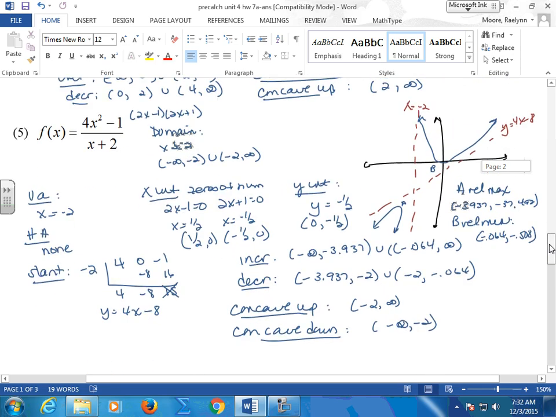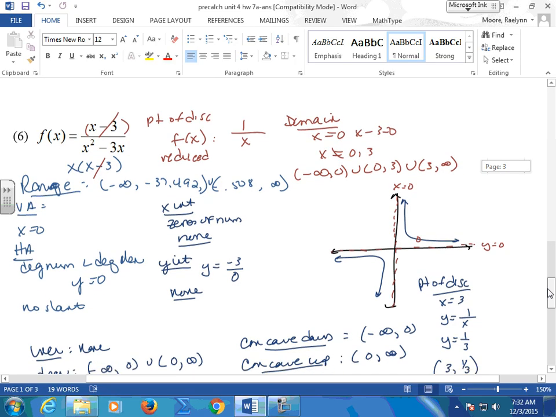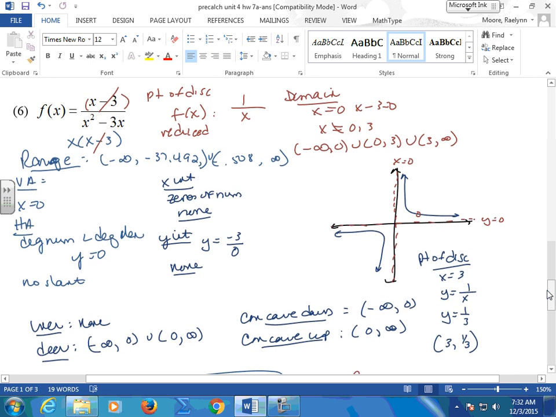That was a slant. Here's another point of discontinuity. Okay, again, once you factor, you're going to reduce that. When you take this out of the numerator, a 1 is left. You want to keep track of this. This is your reduced format.